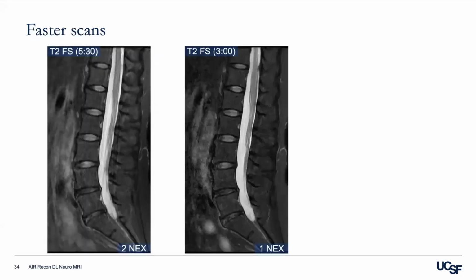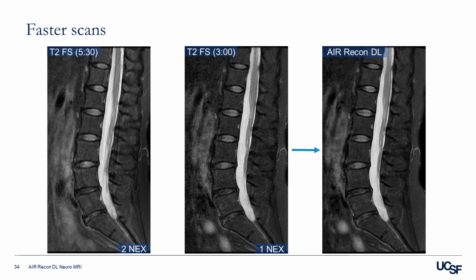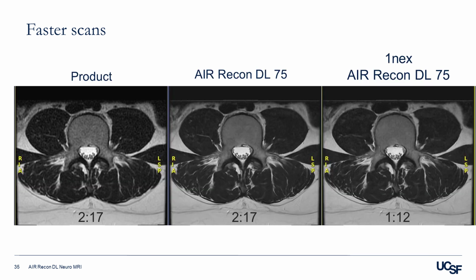You can also do that by changing things like number of averages. So these are lumbar spine images, a T2 fat sat image, 5 minutes, 30 seconds of scan time here. 2 NEX, you can see some motion artifact. You can cut that NEX in half, cut your scan time in half, reduce the likelihood of that motion artifact, and then enhance the image, and you end up with something that I would say is significantly better than the original exam at a fraction of the original scan time.